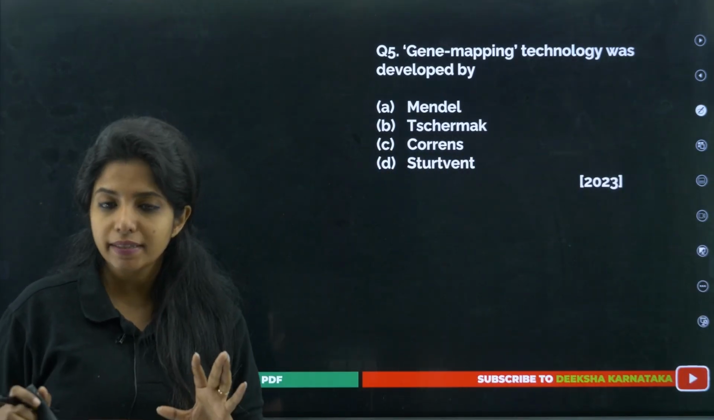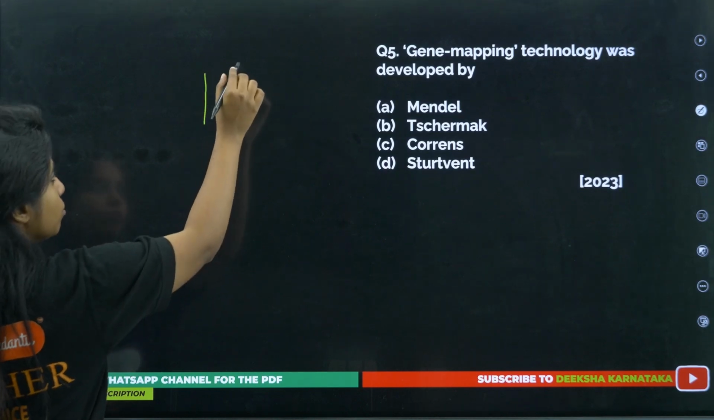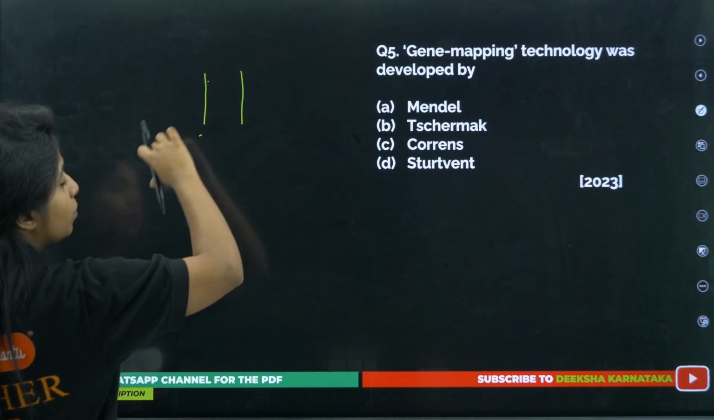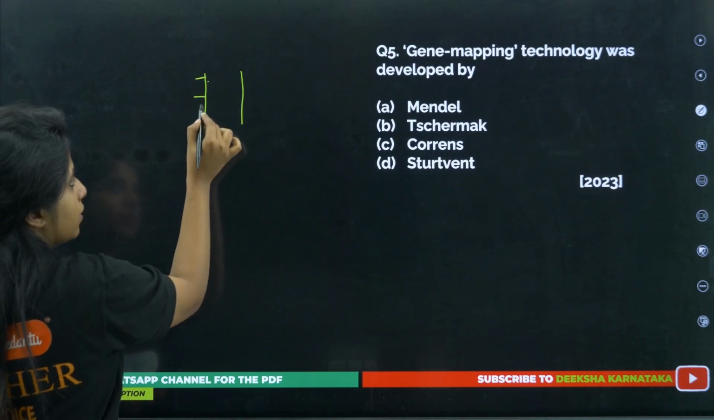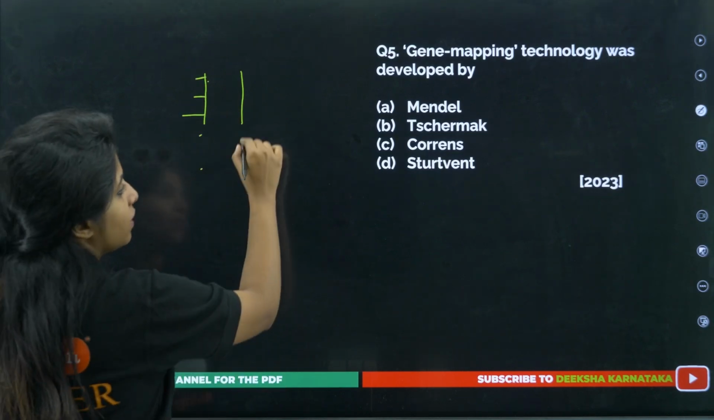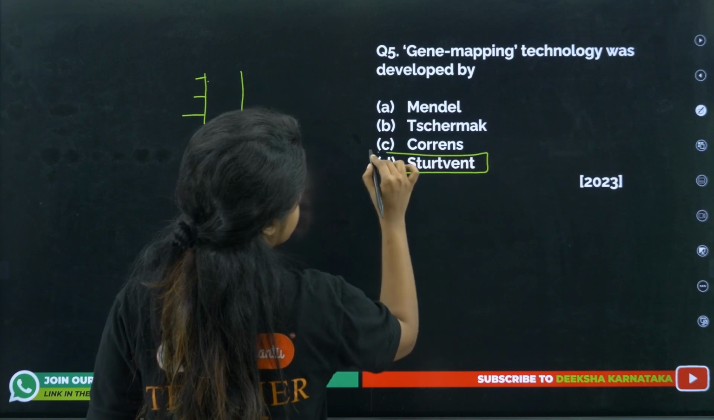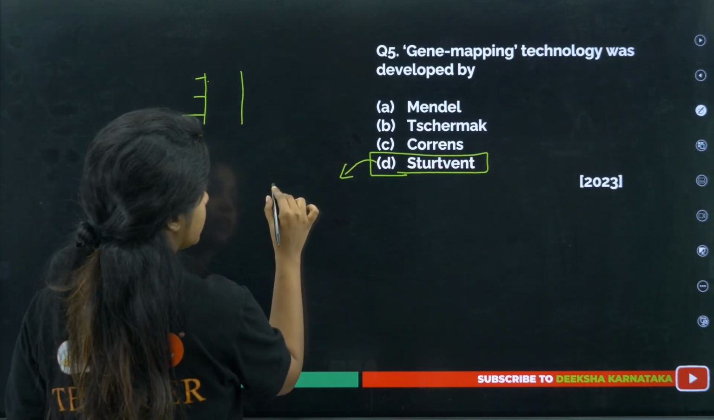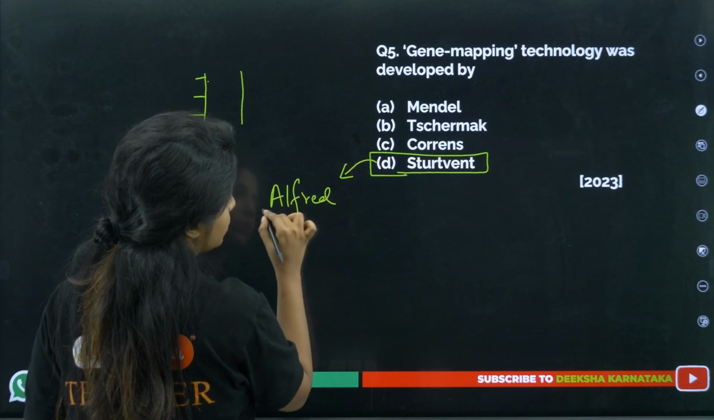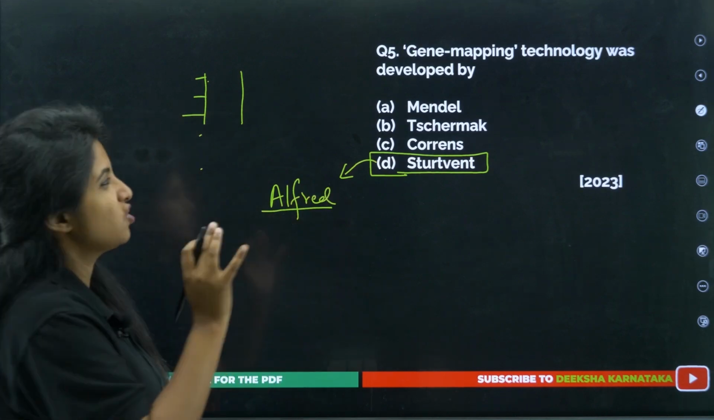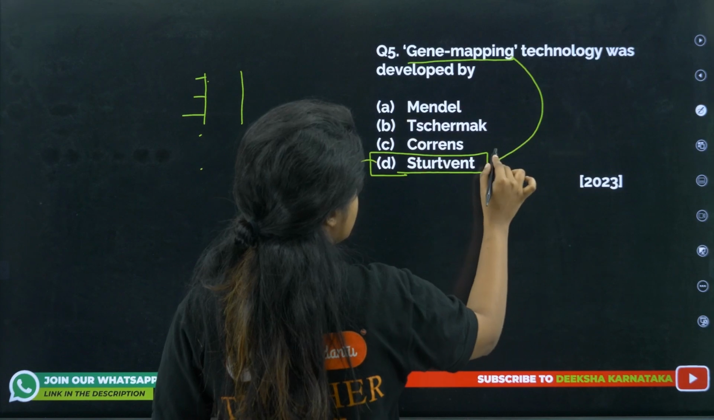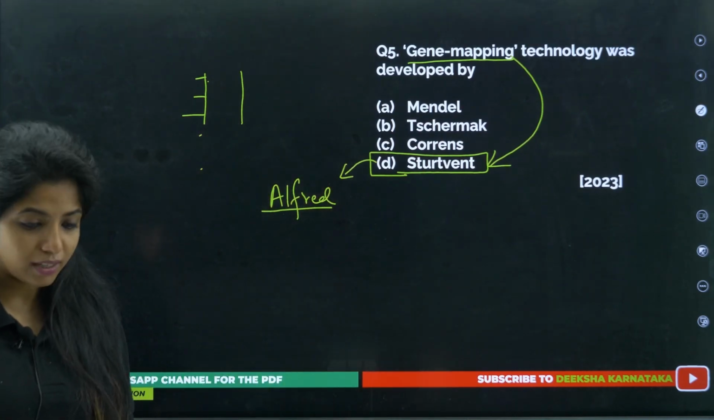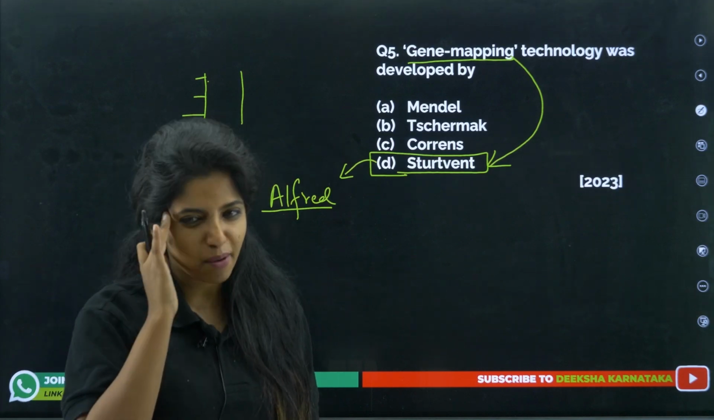So gene mapping basically means finding the location of one particular gene, the distance between one gene and the second gene, or basically the alleles in a gene. That is known as gene mapping, and it was given by Sturtevant. His actual name is Alfred Sturtevant. So whenever gene mapping comes, just understand you're talking about Sturtevant. As easy as that. This is also a direct question. You have nothing much to explain, you have to remember it.